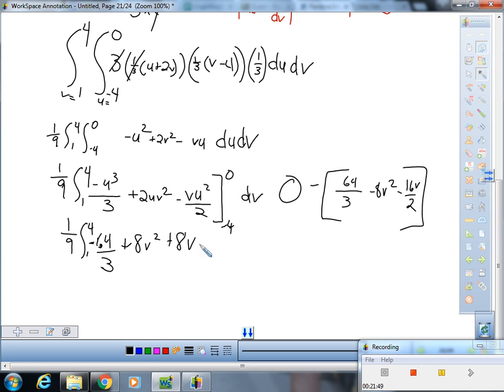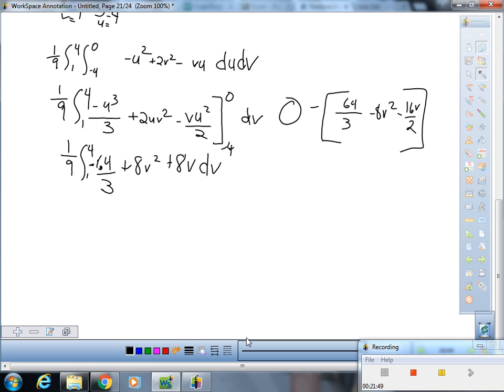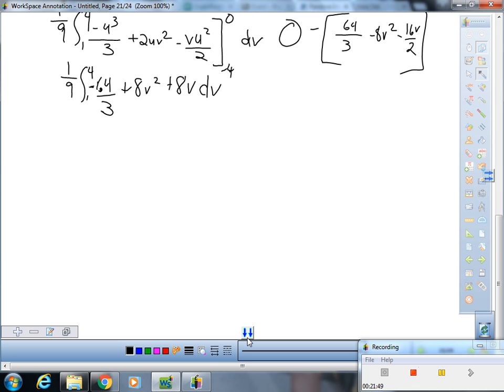And now we are going to integrate that with respect to v. That's one thing I like about calculus is that there's so much respect, you know? We're just respecting v right there.